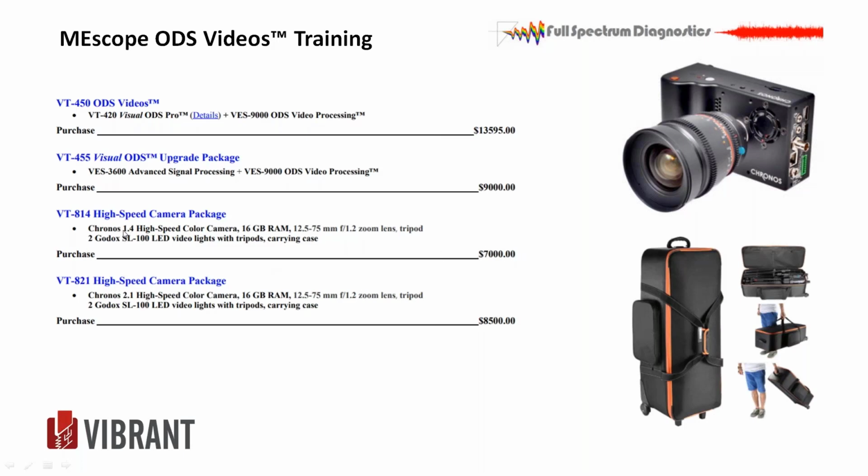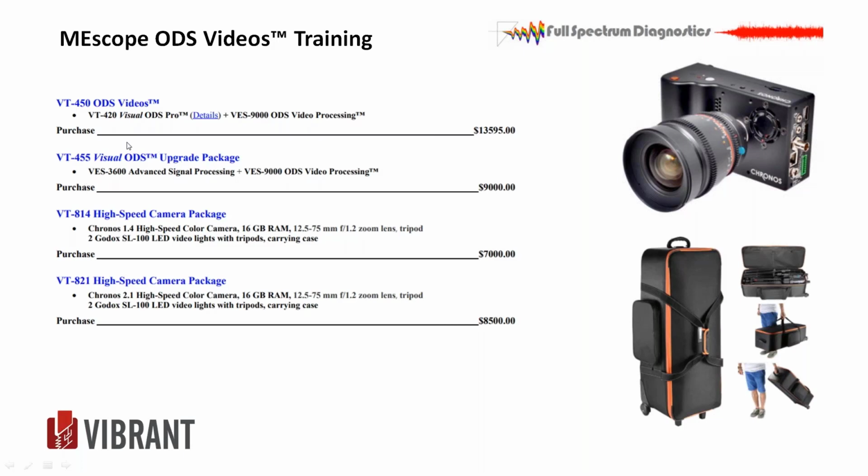There are two different camera packages. One high-speed camera is a Kronos 1.4, and they've just recently come out with a Kronos 2.1. If you have your own camera, that's fine. I believe it'll still work with your own camera. There might be a little thing or two you have to know, but it should work with that.